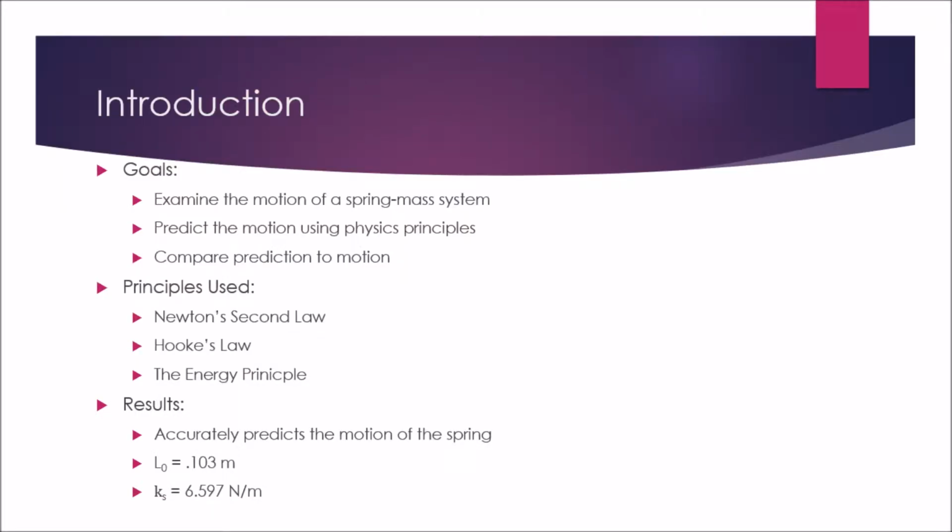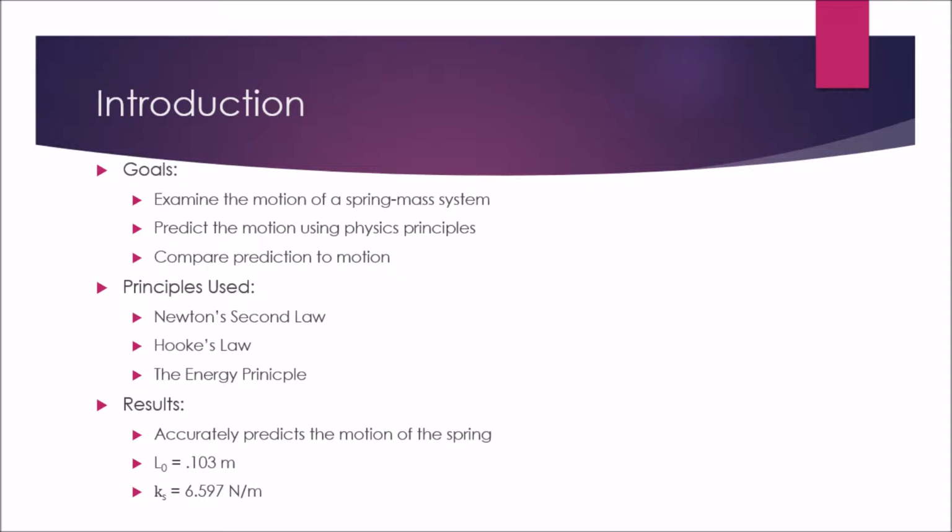The goal of this lab was to examine and understand the motion of a spring mass system in which the mass swings in an arc while also oscillating on the spring. We did this by using the physics principles and created a model to compare the motions. The physics principles used were Newton's second law, Hooke's law, and the energy principle.